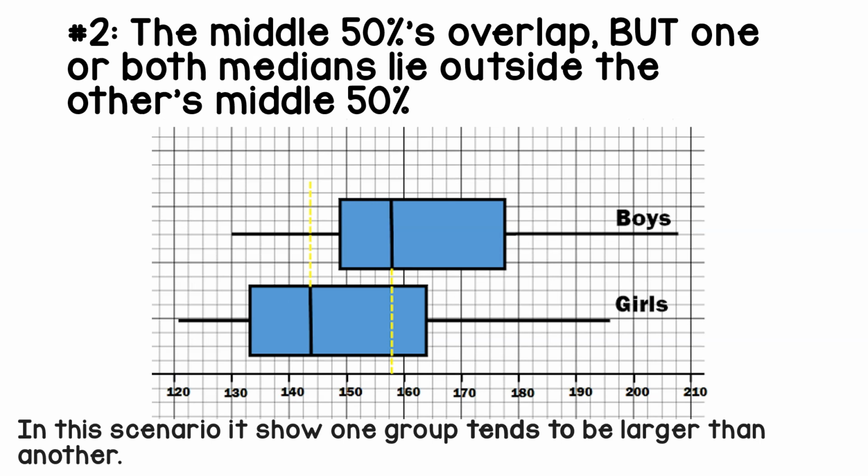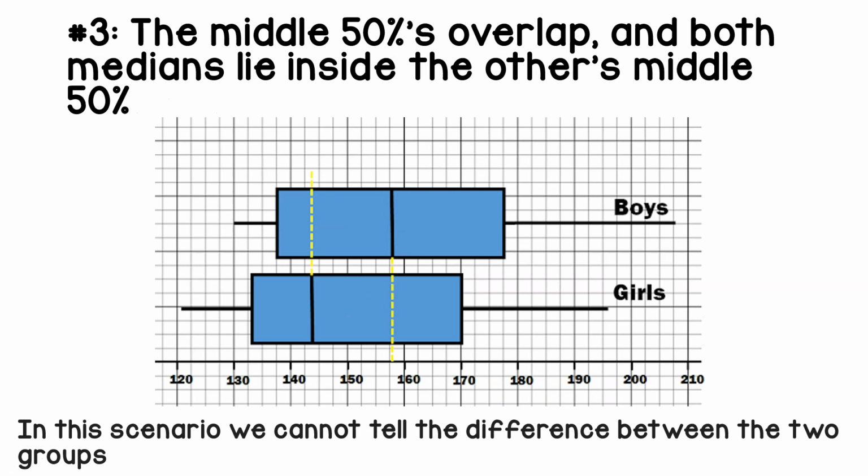The next scenario, I'm not sure if you can see these dotted yellow lines, but the middle 50% overlap in this case. You can see that this blue bit and this blue bit here overlap. But if you actually look at the medians, you can see this median does fall inside, but this median here falls outside. And what that shows us is with that median falling outside, we can tell that one group tends to be larger than the other. We can tell that the boys tend to be larger than the girls again.